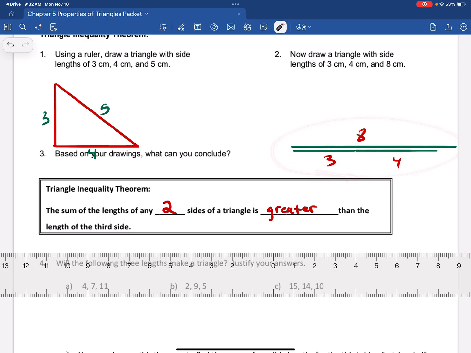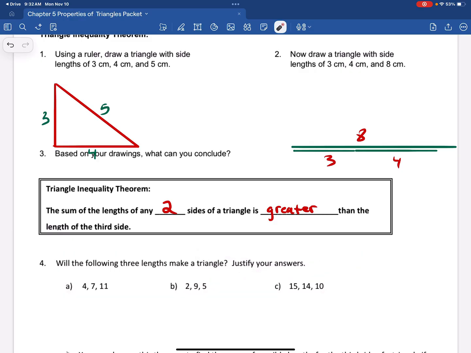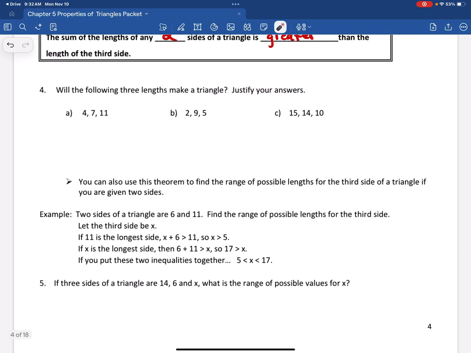Okay, so what happens though, if instead of an 8, I had a 6? Since 3 and 4 are longer than 6, that would have made a triangle. All right, so let's go over here and see, will the following 3 lengths of a triangle fit?